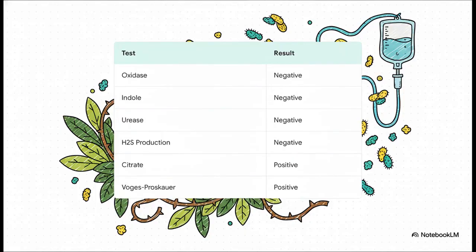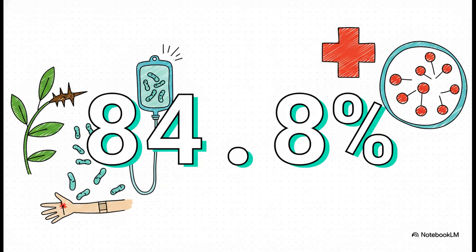Okay, this is where the biochemical panel really becomes your best friend. Of course, it's oxidase negative like the rest of the Enterobacterales, but the key differentiators are that it's negative for both indole and urease. That's how you're going to separate it from the usual suspects like E. coli, Klebsiella, and Proteus. Now let's talk about resistance.